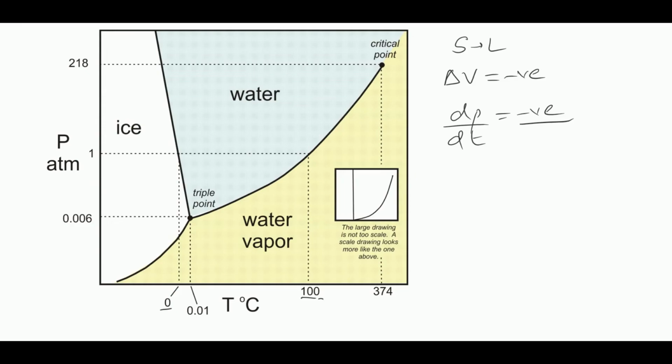So as we can see that at 1 atm the melting point is 0 degrees Celsius and the boiling point is 100 degrees Celsius. The critical point of water is at 218 atm and 374 degrees Celsius. The triple point of water, that is when ice, water and water vapor coexist in equilibrium, is at 0.006 atm and at 0.01 degrees Celsius. That's all for the phase diagram of water.